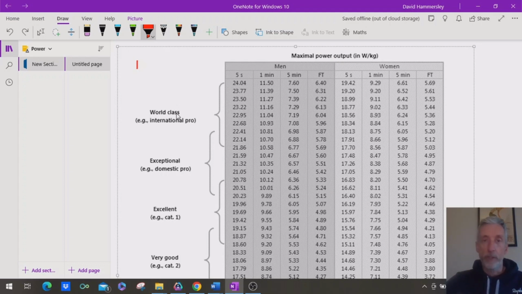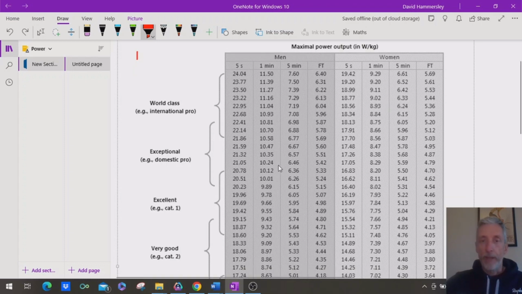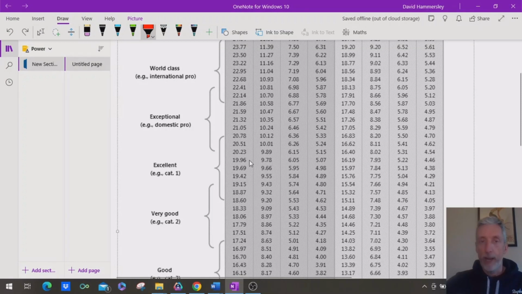Down the side here, you can see what these power numbers equate to. So if you are world class, if you're in the Tour de France, you will be somewhere up here, or the Tour de France Femme, you would be over this side. And then gradually working your way down the power zones or power targets.